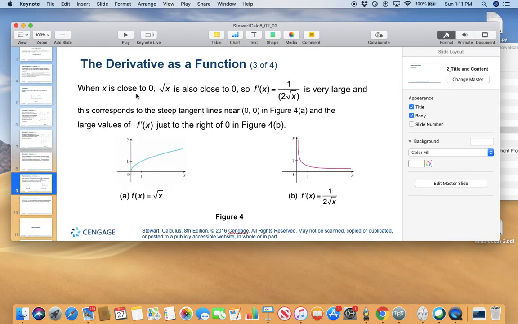Okay. Now let's consider the square root of x function. When x is close to 0, the square root of x is also close to 0.